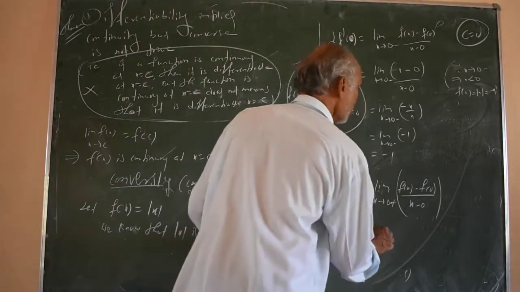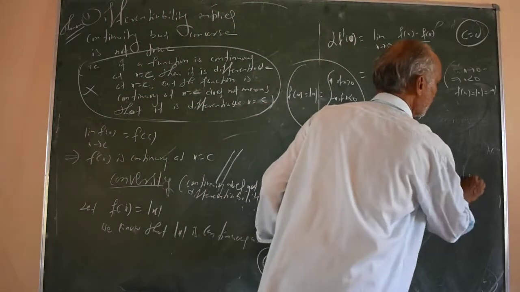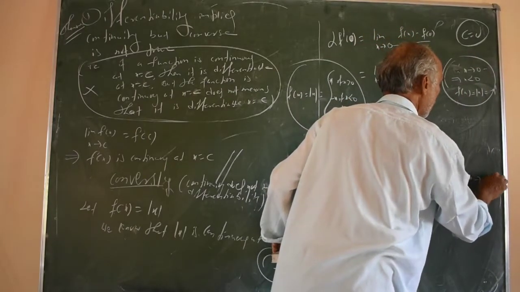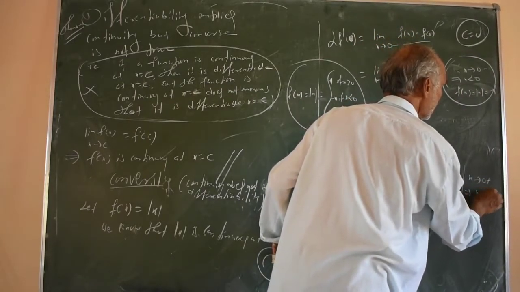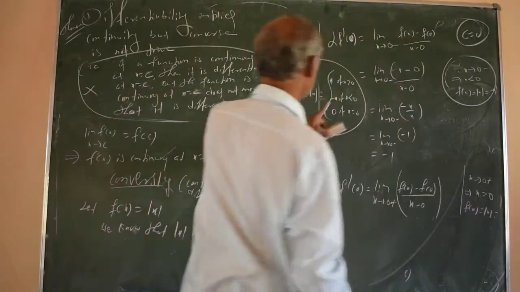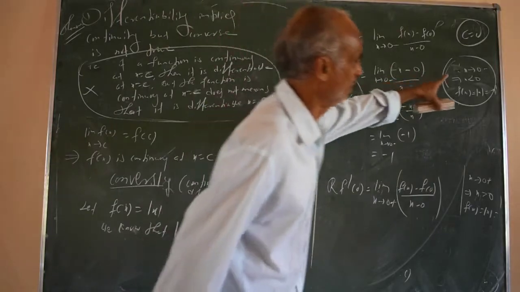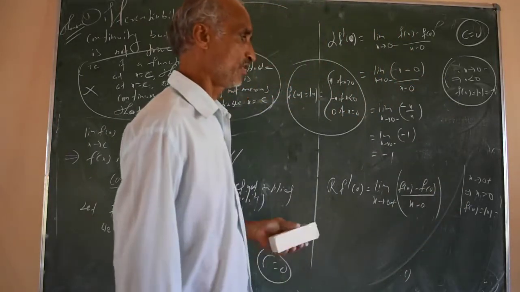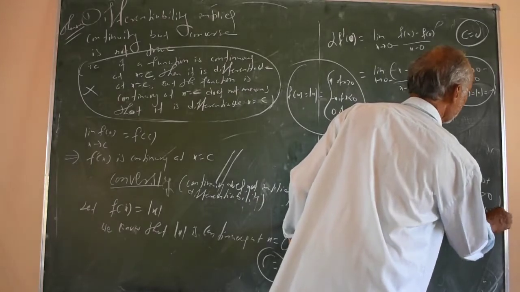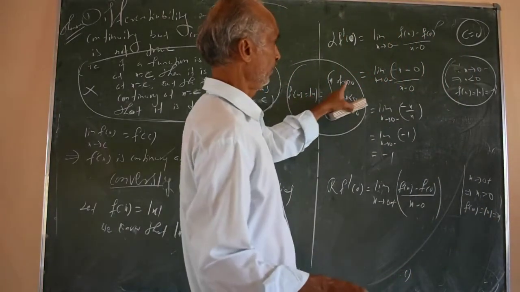Now x tends to 0 plus means x is greater than 0. For x greater than 0, mod x is x, since x is greater than 0. f of x is mod x, which is x only.